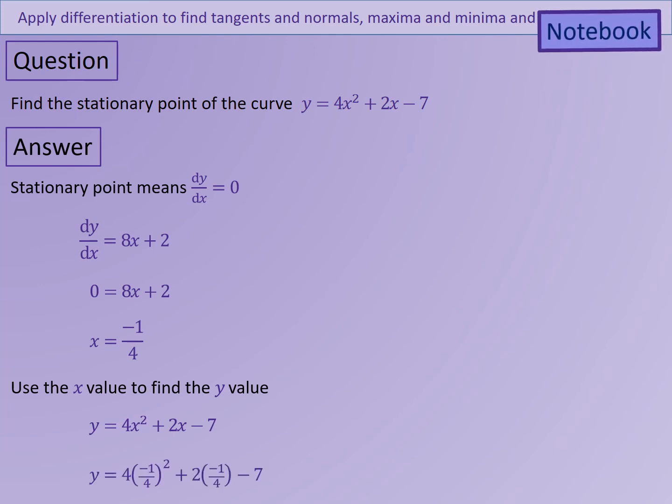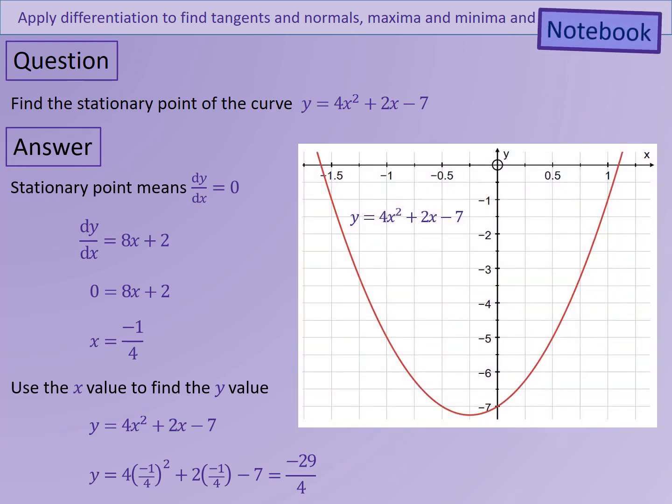And if I do that, and again you can use your calculators if you need to, we end up with a y value of minus 29/4. And that would be it. That's the end of the question.